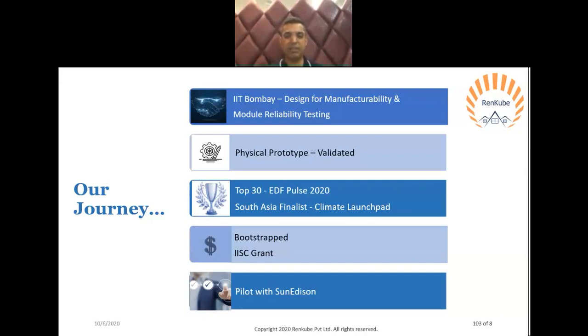So our journey so far, we have a physical prototype that's been validated in our office rooftop, and now we are partnered with IIT Bombay, where we are conducting design for manufacturability and module reliability testing, and also addressing other future research problems like soiling. And in terms of awards, we recently were selected as the South Asia finalist in the clean tech segment in Climate Launchpad event.